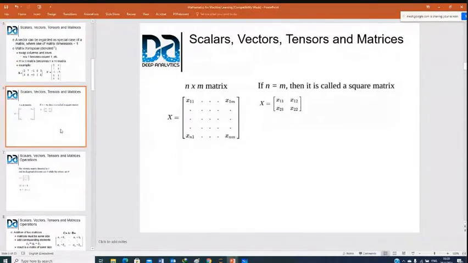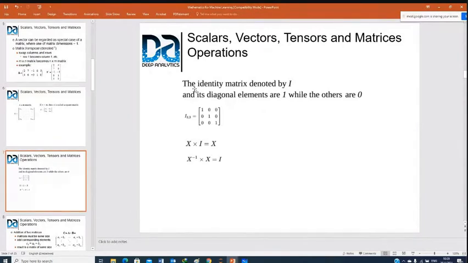Anyway, moving on. So if we've got an n by m matrix, if n is equal to m, then it's called a square matrix. So a 2 by 2 matrix is a square matrix. A 3 by 3 is a square matrix, and so on, right? And then the identity of a matrix is denoted by I, and its diagonal elements are 1 while the others are 0.